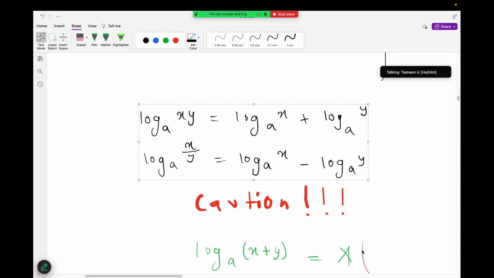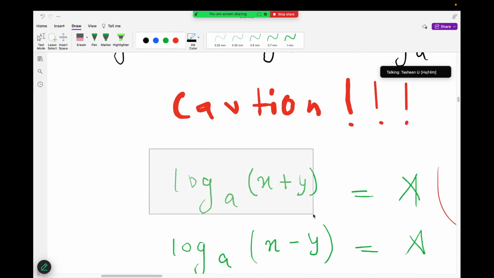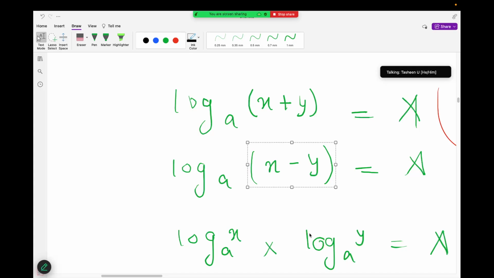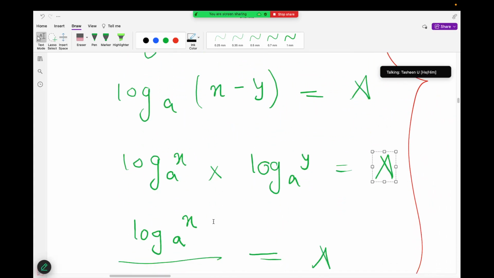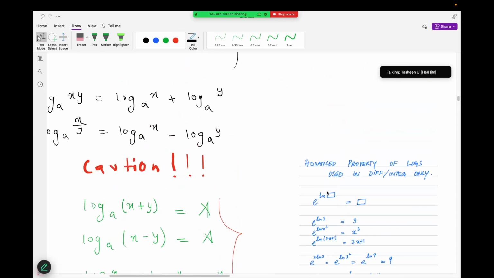But take caution, do not make this mistake. If we have something adding in the argument, then you can't do anything. Same for subtraction. If you have anything multiplying with the log, then that is nothing. Same for the logarithm. So do not make any mistakes like this.